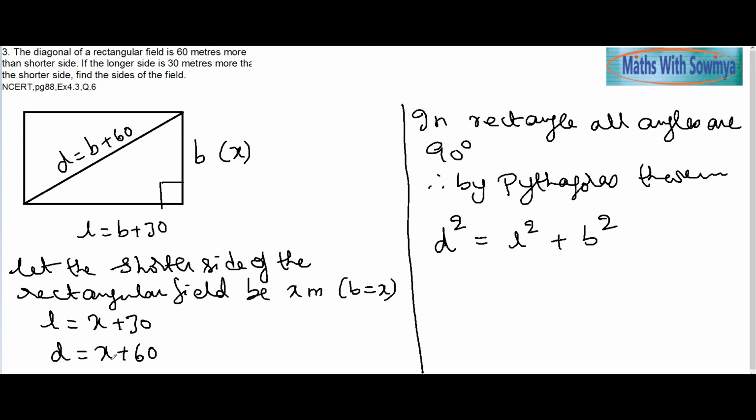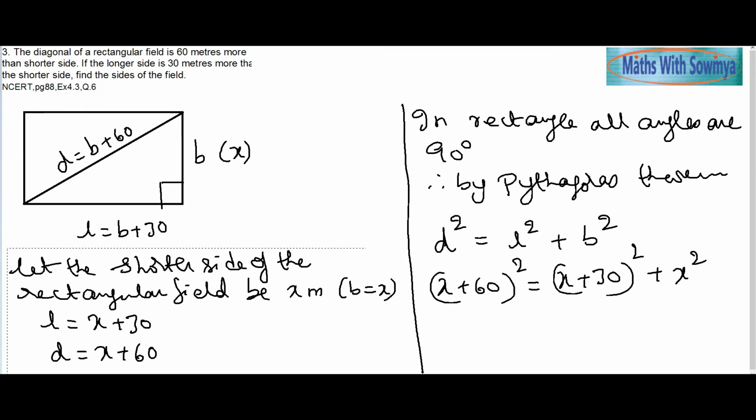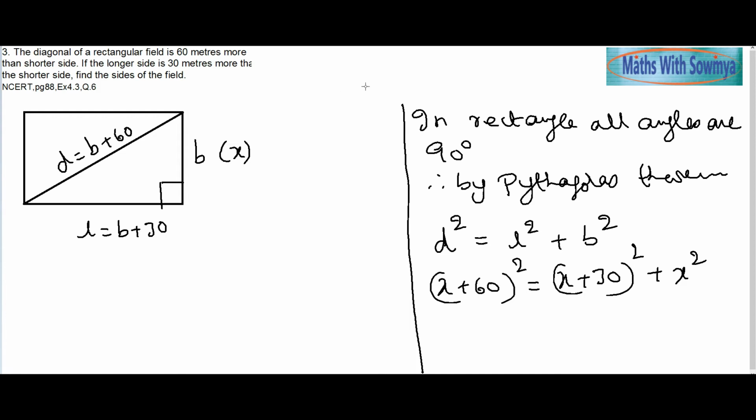We have the values here. D is X plus 60 whole square, L is X plus 30 whole square, B is just X square. So, just expanding this and reducing with the formula, we can reach the answer.